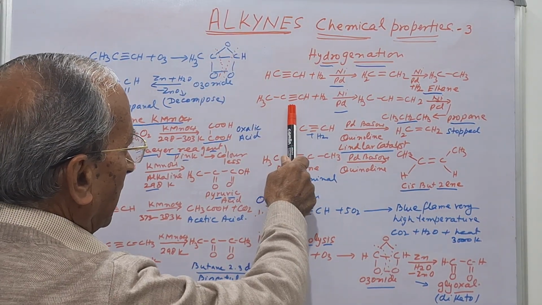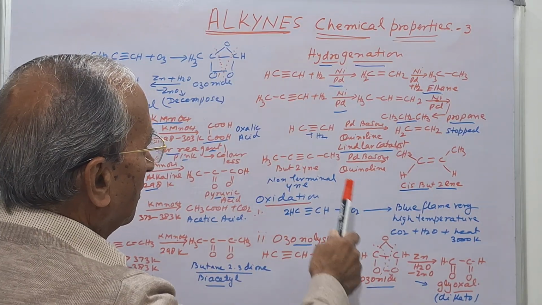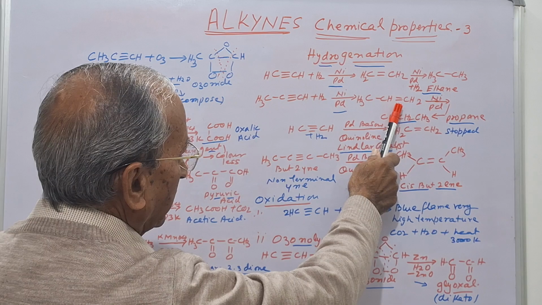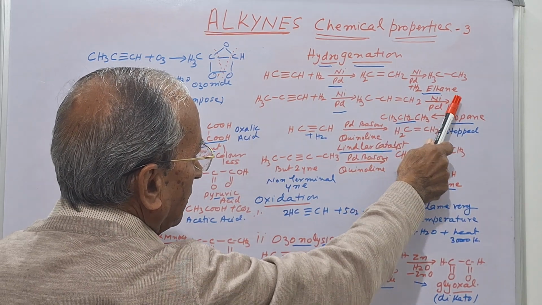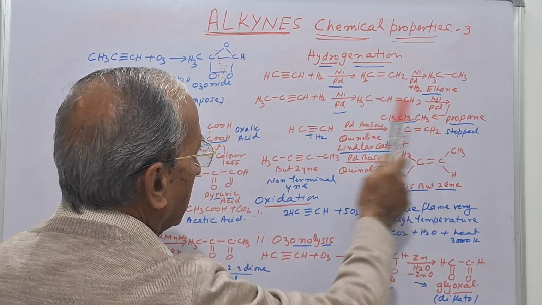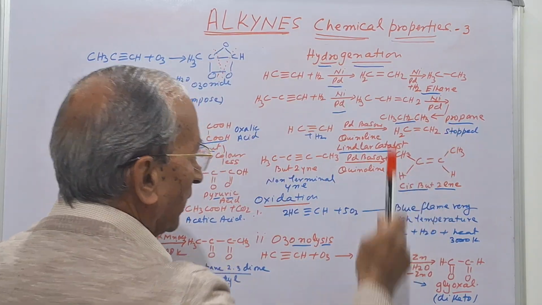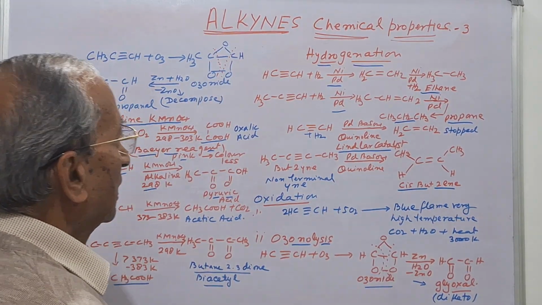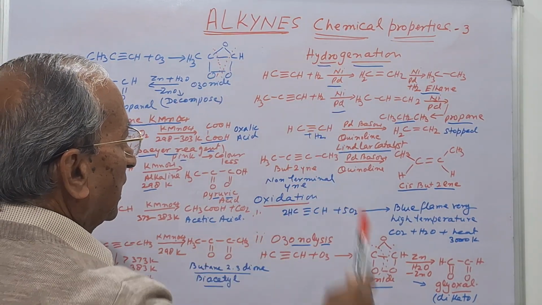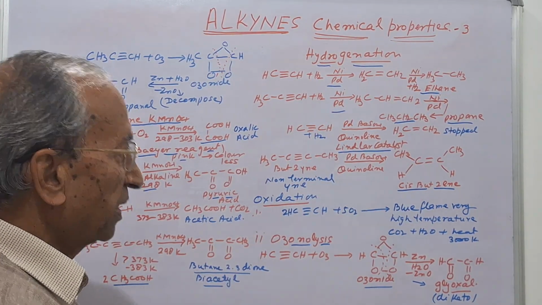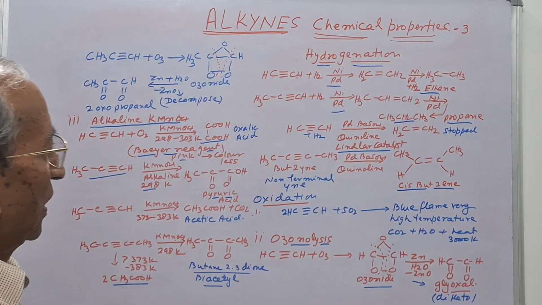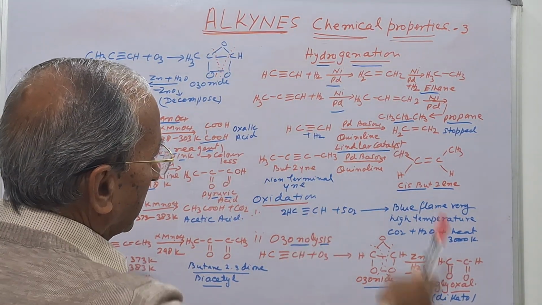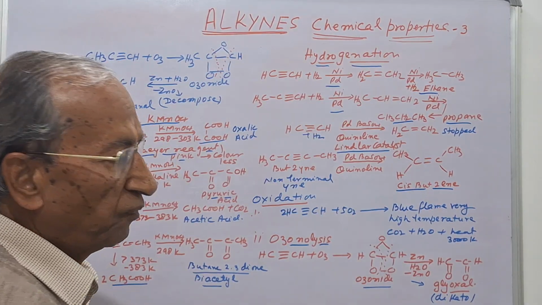Again, if we take the example of propyne, first one bond breaks, addition of hydrogen takes place, then the second bond breaks, and finally propyne forms propane. This is simple hydrogenation in the presence of nickel or palladium as a catalyst. Now, the point is how this reaction can be controlled to the first stage.